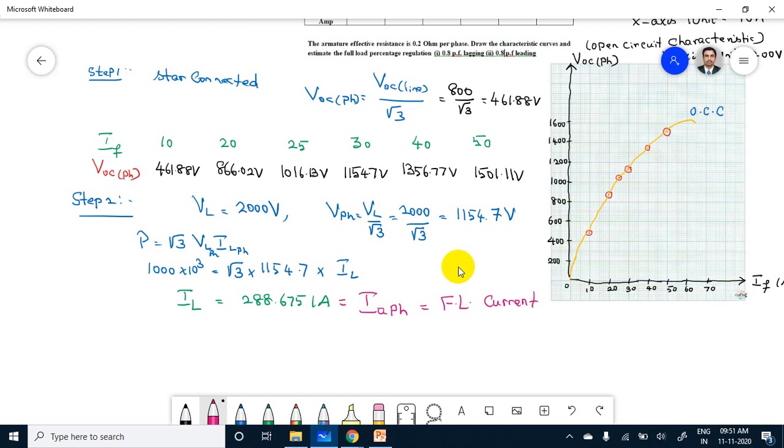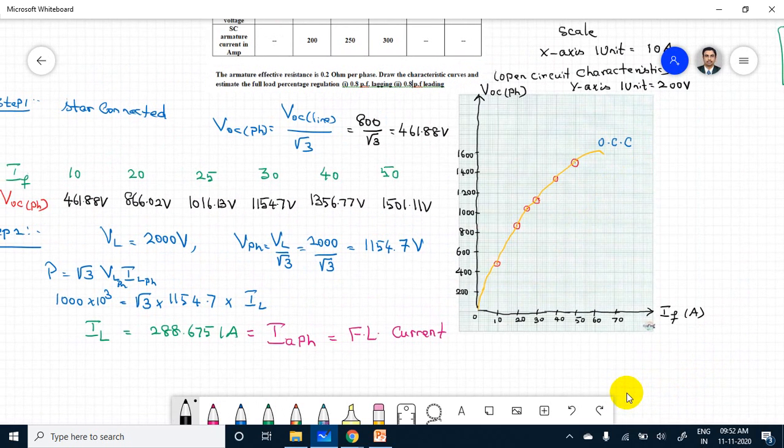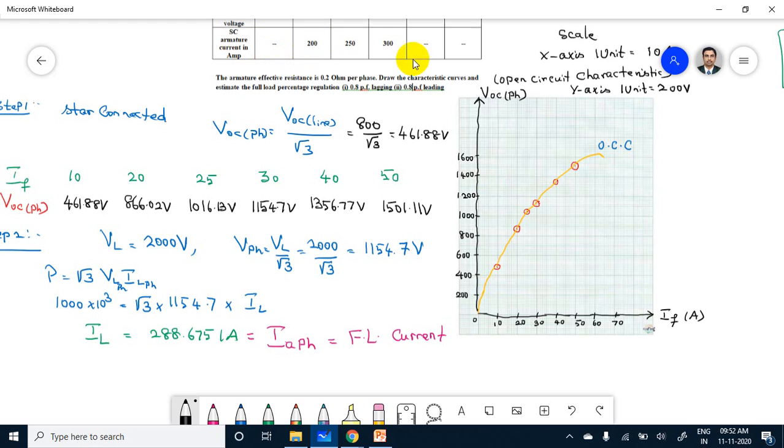Now we have to plot the short circuit curve. Take down, short circuit curve, how to plot it? As per our question, you see the short circuit values are 200, 250, 300. I am drawing the y-axis better here, in this margin on the right-hand side, because I should not disturb the left-hand side graph.